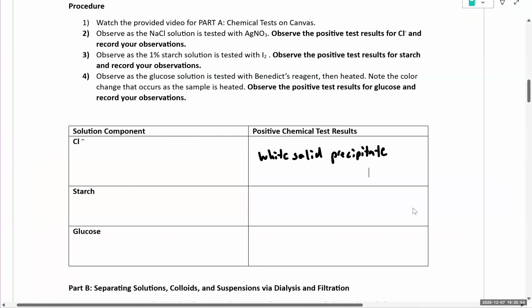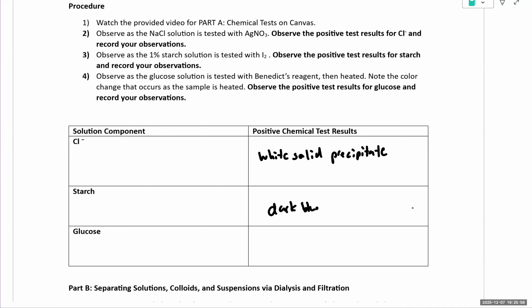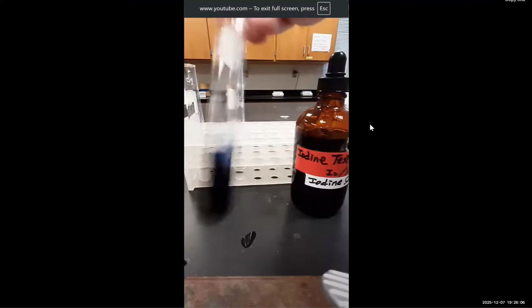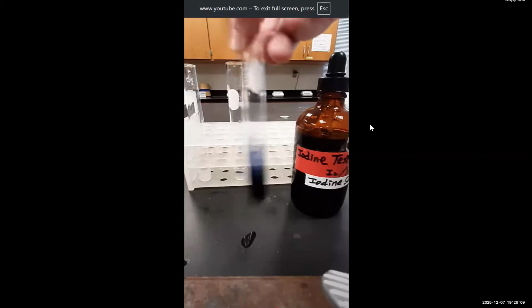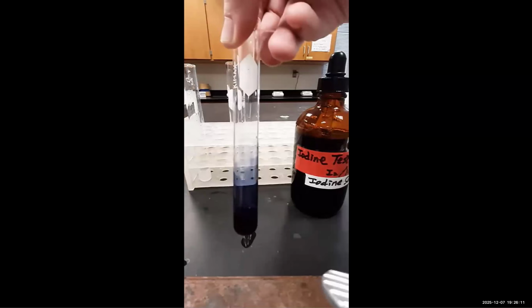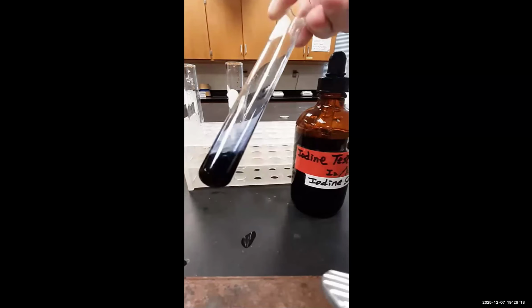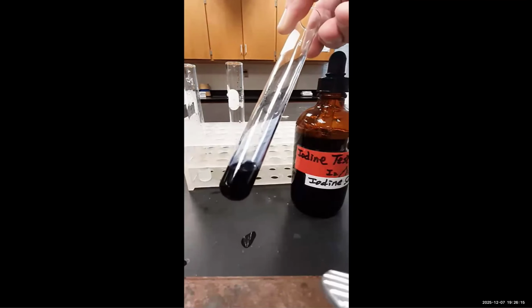So let's write that down. For the starch test, we see a dark blue color when we test for starch using iodine. Okay, so that's what the positive test result looks like for starch. If we treat a solution with iodine and we see this blue color, it likely has starch in it.